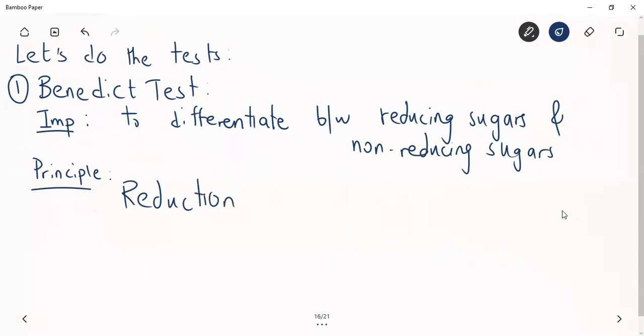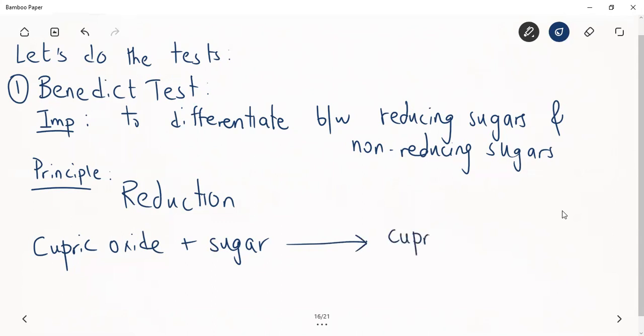Principle is reduction. We can write the principle very easily. Cupric oxide plus sugar. If the sugar is reducing, cupric oxide will be reduced to cuprous oxide, and the sugar will be converted to sugar acid.